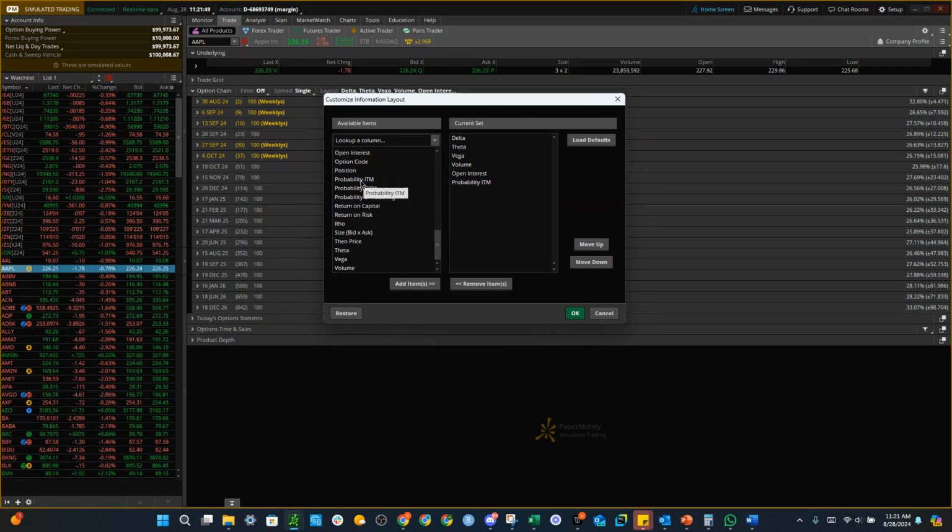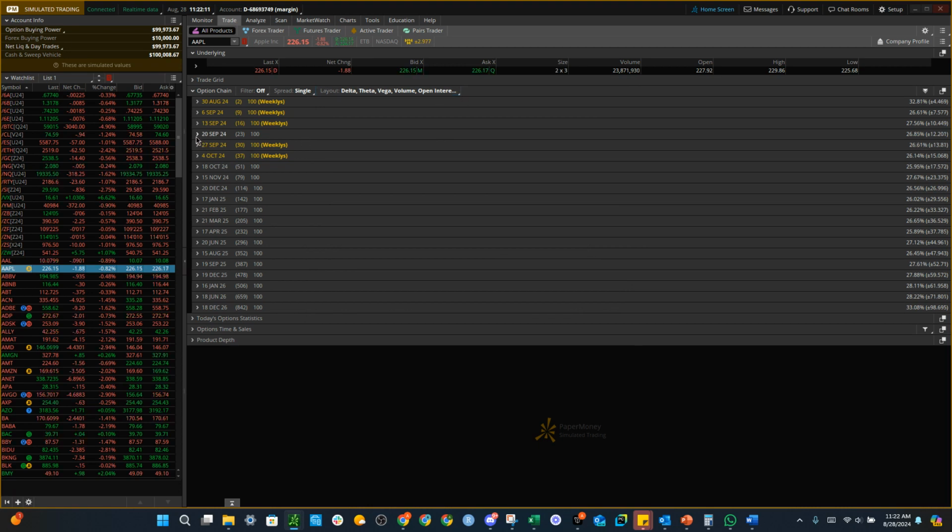Sometimes I will look at probability of in the money, which I already have. Double click it. It comes on your right hand side, and then that's it. We don't need rho. We don't need theoretical price. We don't need size. We do have vega. We have theta. We have delta. But the important ones are there. Anyway, okay.